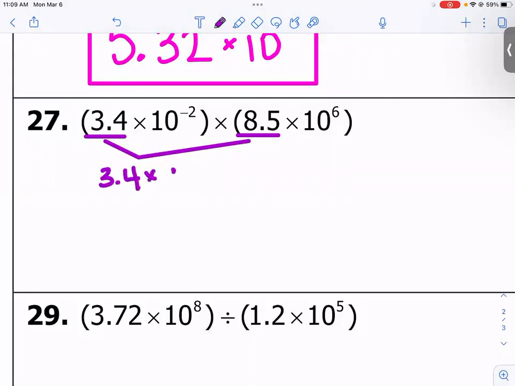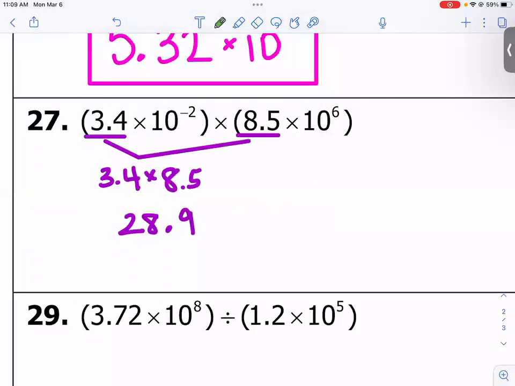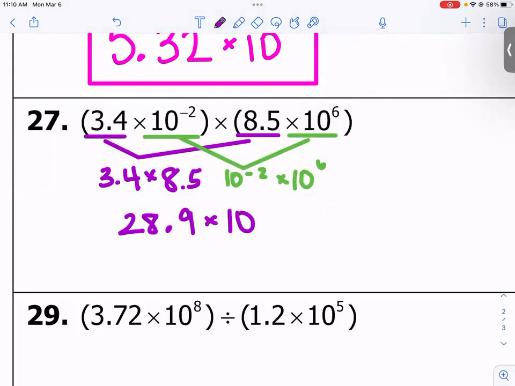3.4 times 8.5 is 28.9. Interesting. Then we're going to take our 10 to the power. What is negative 2 plus 6? 4. Corin, is this the right way to do scientific notation?